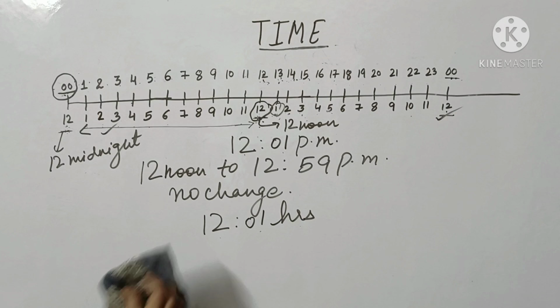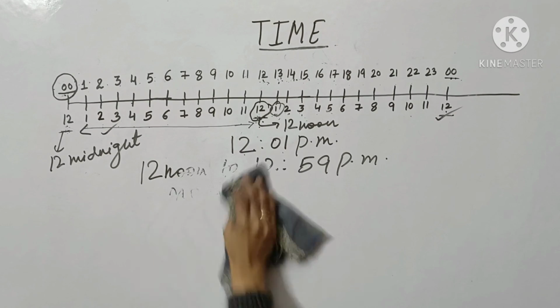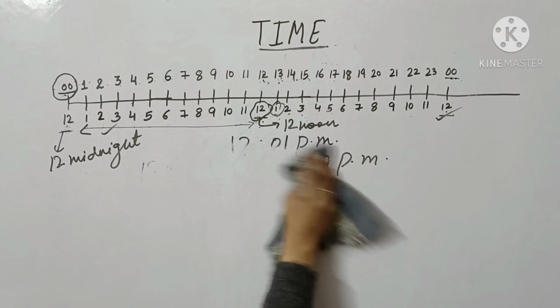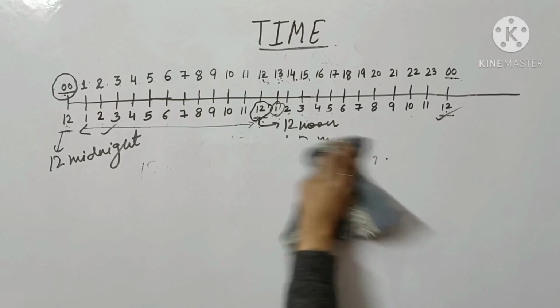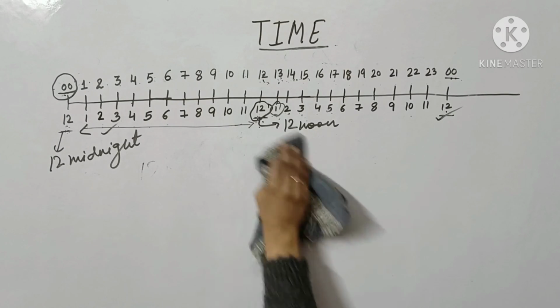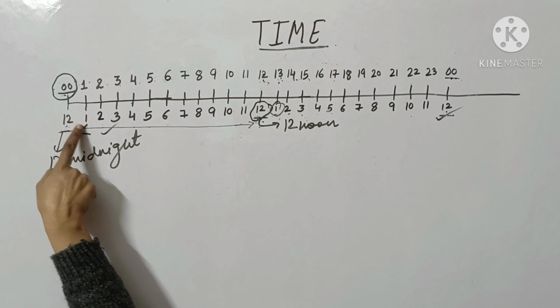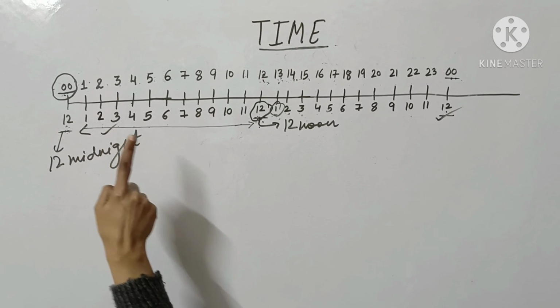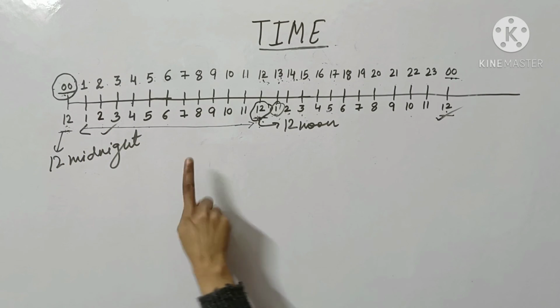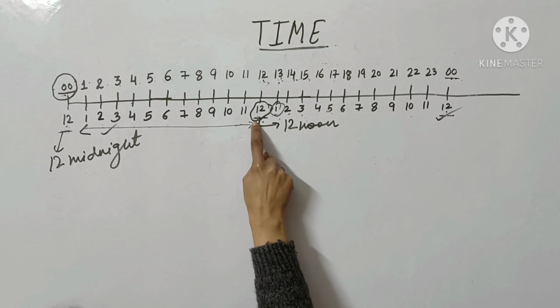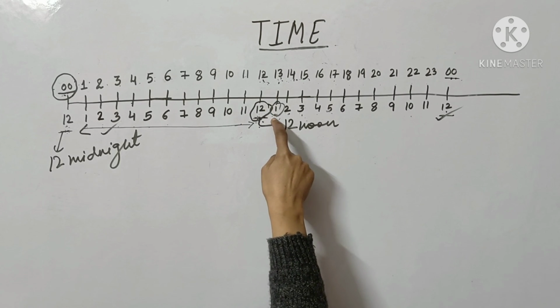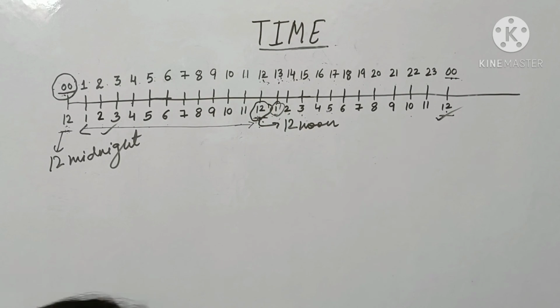So 3 things you have to remember. What are the 3 things? In AM, no need to worry. You will write the time as it is. In PM, you will add 12 to hours, and 2 special cases you have to remember. That is, from 12 midnight to 12:59 AM, we will subtract 12. And from 12 noon to 12:59 PM, there is no change. Okay, I hope the concept is clear. Thank you.